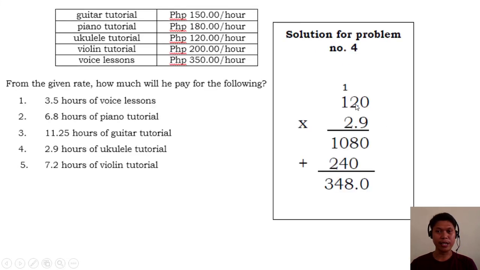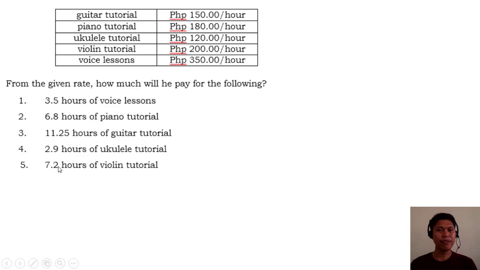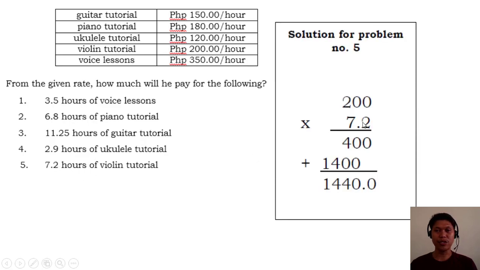For number 4, the same process. Hindi ko na iisa-isahin ang mga steps. Ganun pa rin. So, 120, yan, for ukulele, times 2.9, the result is 348. So, 348 pesos ang babayaran. And for the 7.2 hours of violin tutorial is 200 times 7.2 is 1,440 pesos.